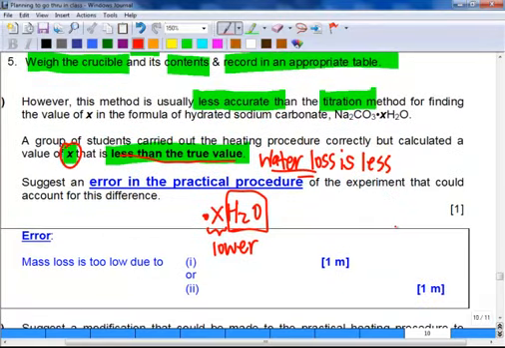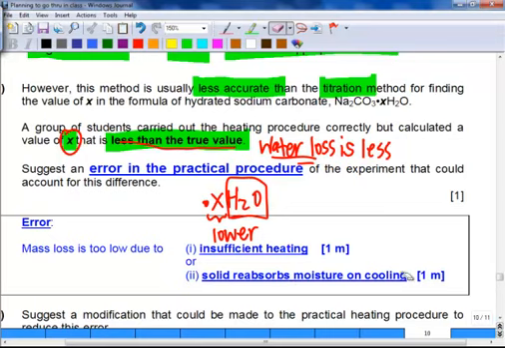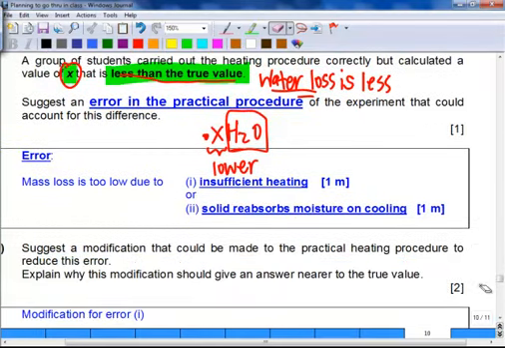That means your heating must be insufficient, or what happens? Either your mass loss is too low because you didn't heat enough, or you heated enough but after that it took back, correct, reabsorbed. Very good. Okay, it reabsorbed. So based on this, they say suggest a modification.